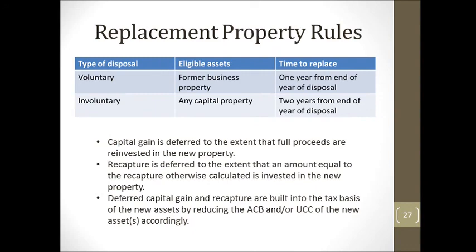The relief provisions generally allow the taxpayer to eliminate or reduce the capital gain and recapture on the voluntary or involuntary disposal with a corresponding reduction to the capital cost and UCC of the replacement property. Essentially, this defers the inclusion of the capital gain and recapture until the new replacement property is eventually sold. Now, that's just a general description of how this relief provision works.